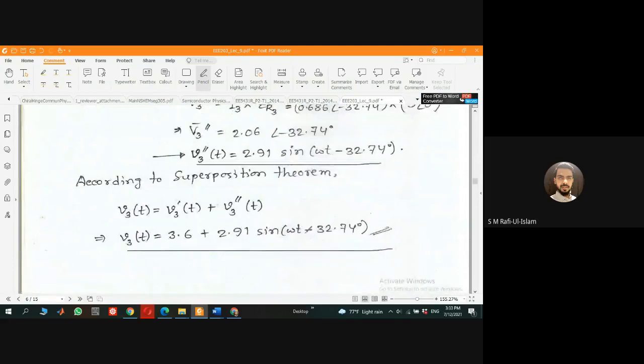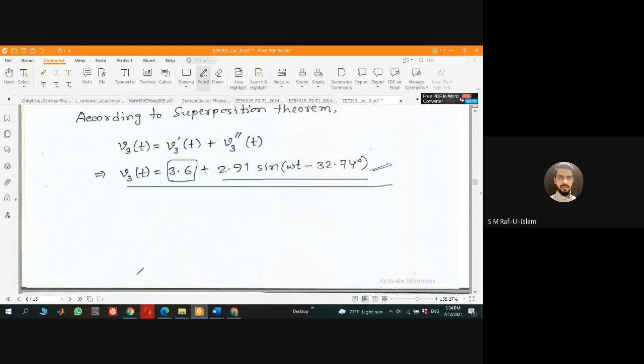Now check it out. In the final answer, one part is DC because we had a DC source, and we had an AC response because we had another AC source. But if we had two different AC sources, then we'd get two terms like this. The expression would be some value times sine of 2 pi f1 t plus an angle, and another value times sine of 2 pi f2 t plus an angle.